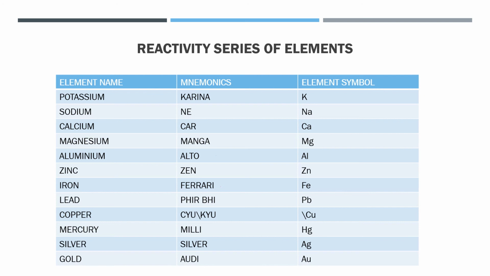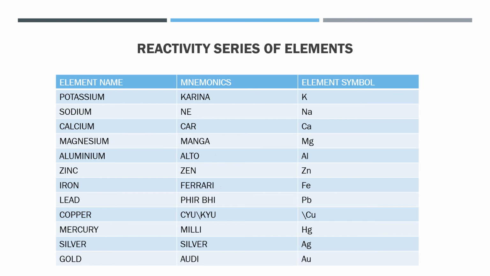So this mnemonic means that Karina, she's a girl, so she wants to buy a car. She thought of buying Alto, Zen, and Ferrari. These three are companies of different cars. But still, after having a plan of buying these three, she still bought a silver Audi.